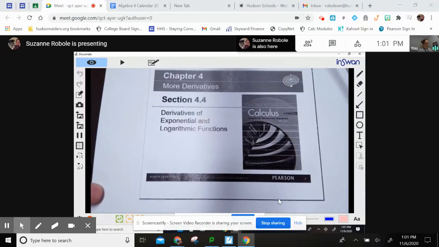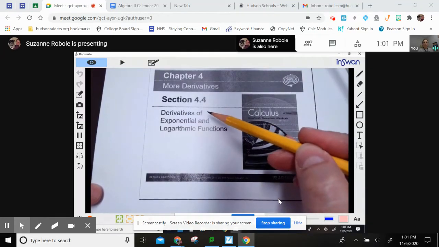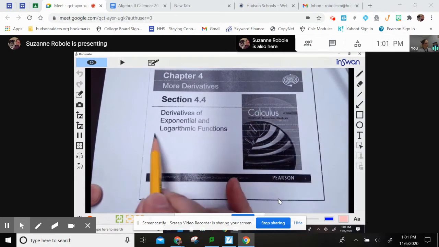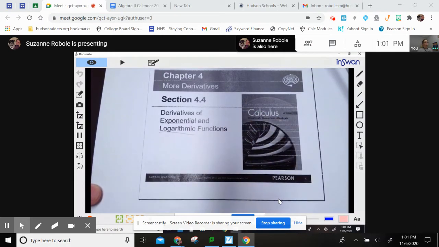Hey, people. Today we are talking about derivatives of exponential and logarithmic functions. So we are going to write some notes down. I'm going to do a few examples. The rest of the examples we will do in class. So this should be a quick up and down.